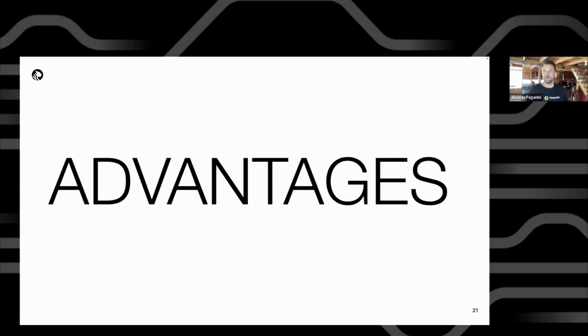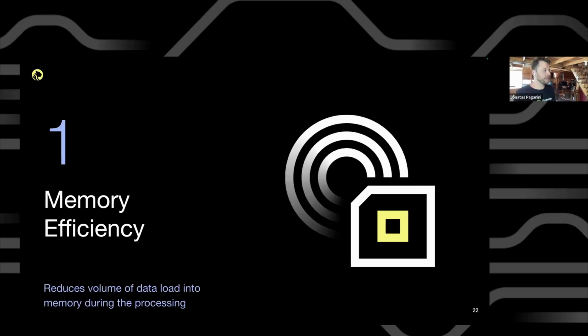And yeah, so let's start talking about a few of the advantages of using downsampling. So the first thing is memory efficiency. When you have downsampling algorithms, basically you are cherry picking specific data points instead of getting everything from your data, and then you reduce the volume of data that you are bringing to memory.